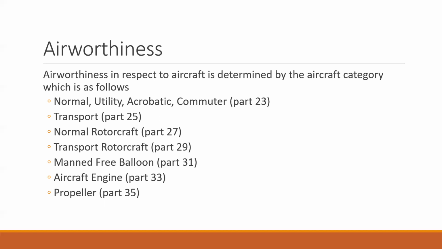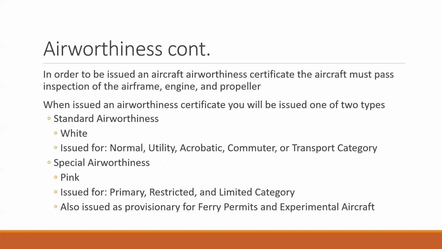So, how does it fly? Does it have a rotor? Does it have wings? Is it capable of acrobatic flight? Whatever. So those are the different parts that are associated with airworthiness. And the FAA also issues airworthiness certificates based on these.